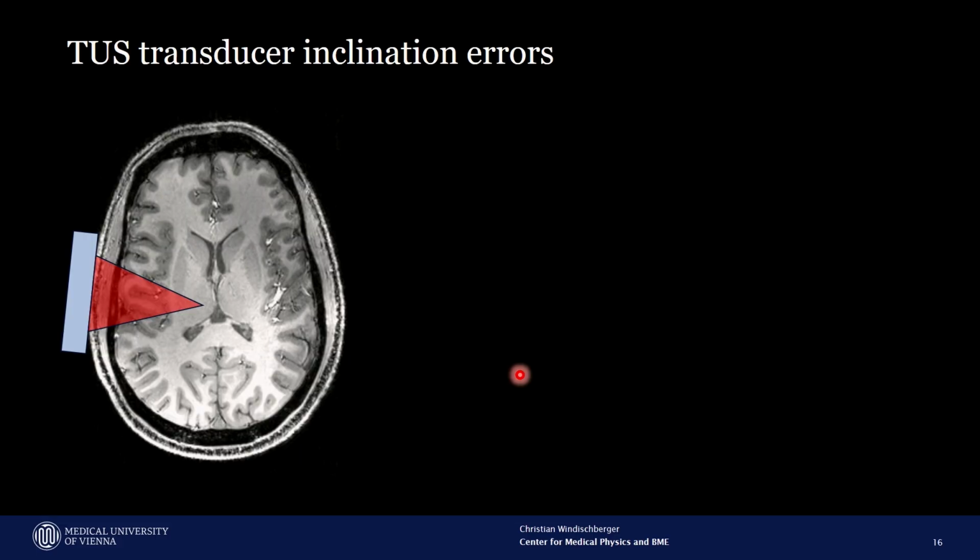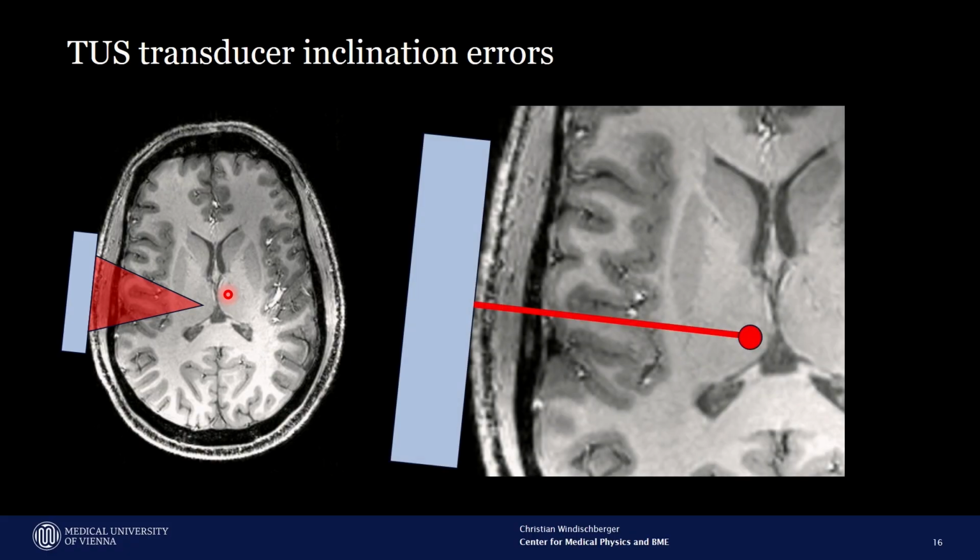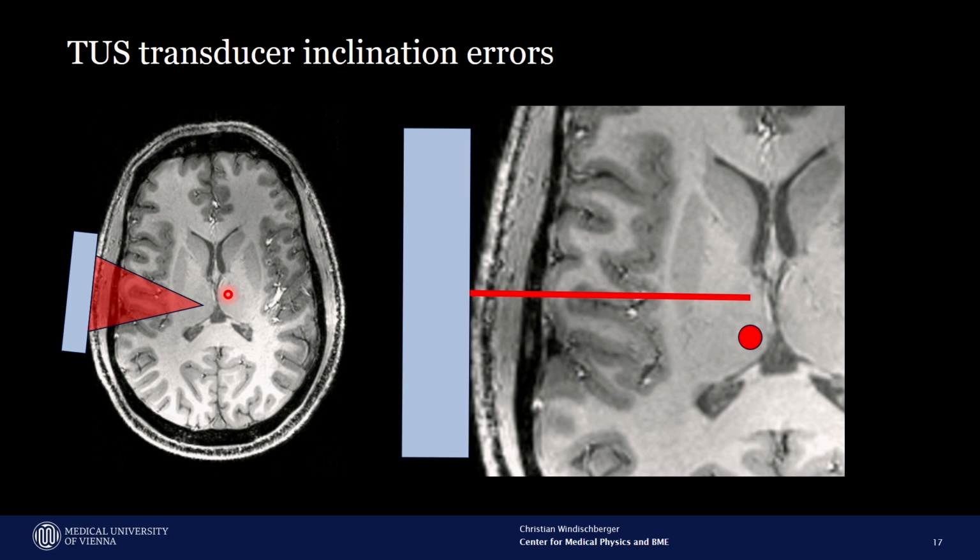Just to give you a nice example of that: this is the brain, and this is the transducer that we put on it. If we zoom in, let's assume this is the target we'd like to hit. Now, if we just slightly tilt the transducer on the outside, because the target is several centimeters away, typically 7, 8 centimeters from the transducer, this small change in the angle will shift our target a centimeter or even more away from where we want it to be.